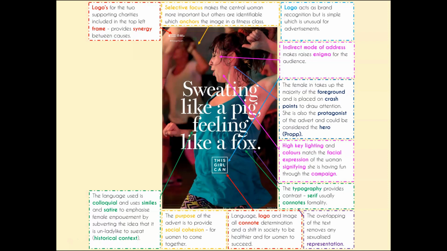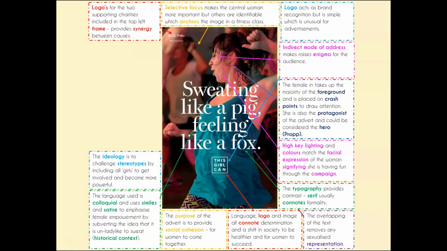And this uses similes, well-known similes, to satirise and make fun of how women are normally represented in sport. This in itself provides a sense of female empowerment because by subverting the idea that it's unladylike to sweat, it encourages us to want to do it. So it helps to promote the overall aim of this poster and this campaign.